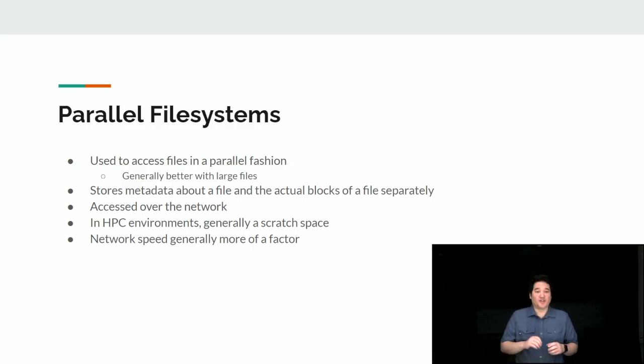Parallel file systems generally store the metadata about a file, kind of where it is, what the name is, in one location, and then the actual blocks of a file somewhere else separately. Which means there needs to be a network connection between your metadata and where the actual file is. So you have to hit this metadata server first before you can actually go to the file. Generally, it's accessed over the network. In HPC environments, it's generally a scratch space. And then finally, your network speed is going to be important here. If you have a slow network, then that's going to just slow down everything.